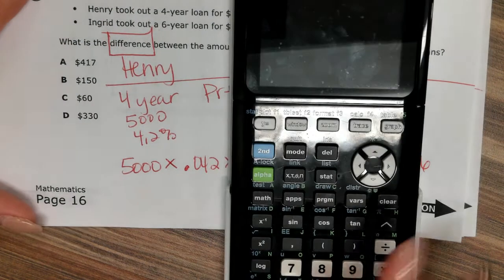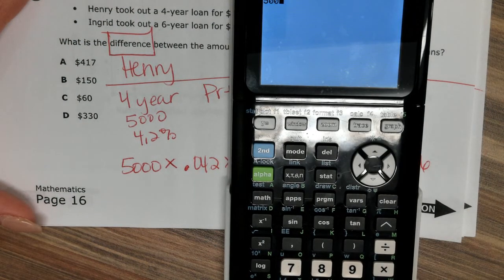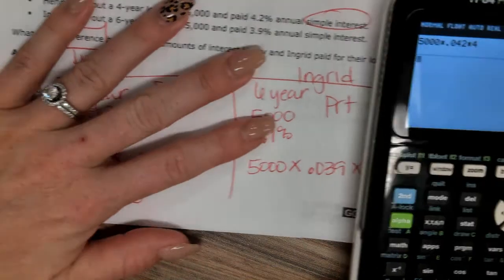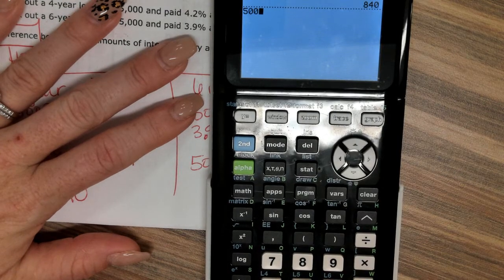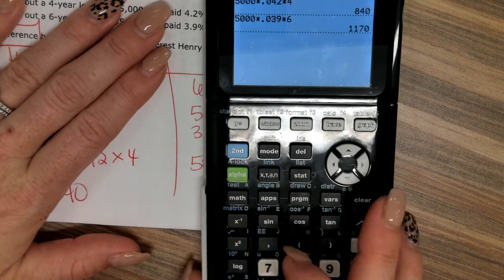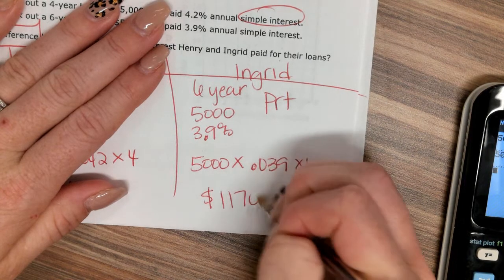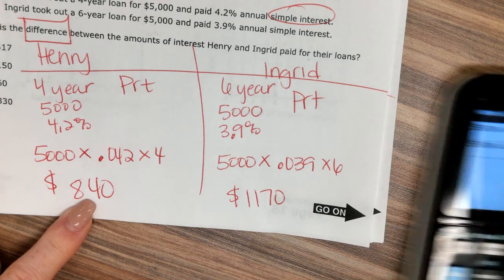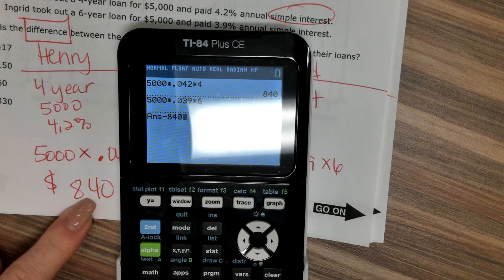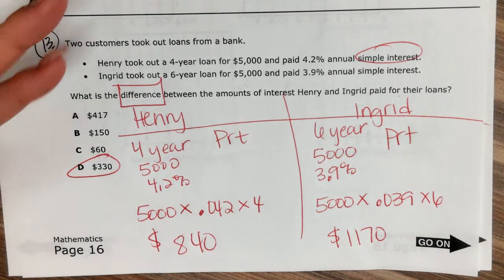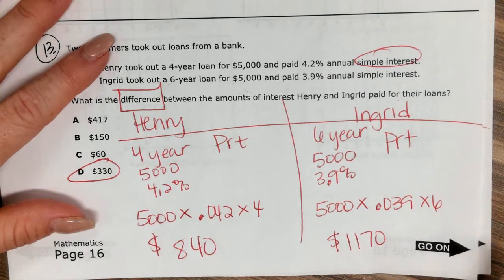And I just type those in my calculator. I get 840. And then the same thing over here, 5,000 times 0.039 times 6, and I get 1,170. And then I take those and I subtract them. So 1,170 minus 840 is $330. So it's not a hard question, but it's just not fun to solve it.